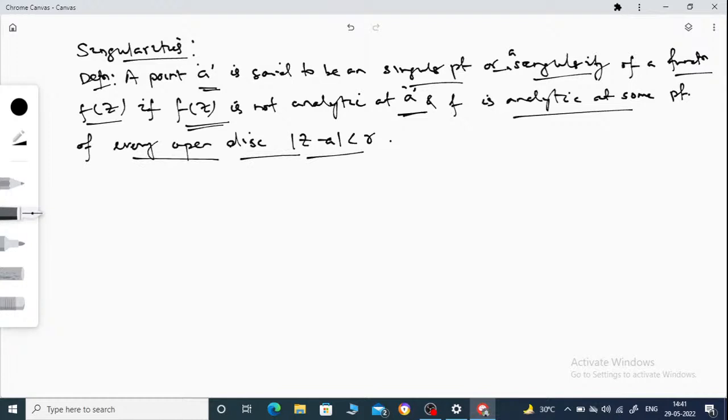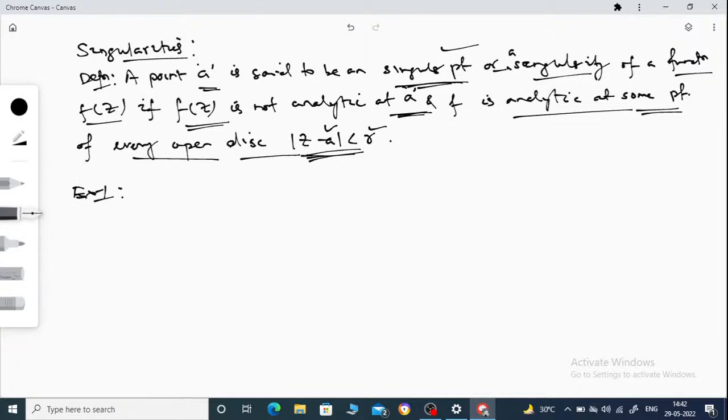So if you take any open disk with its center A and radius r, then f is analytic at some point of that open disk, and f is not analytic at A. If these two conditions are satisfied, then you can say A is a singular point of f of z. Okay, so let's see one or two examples.